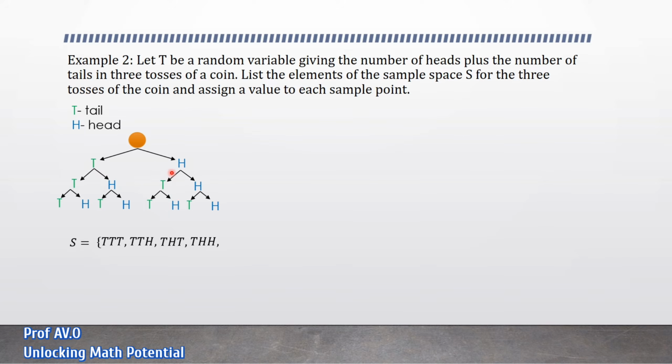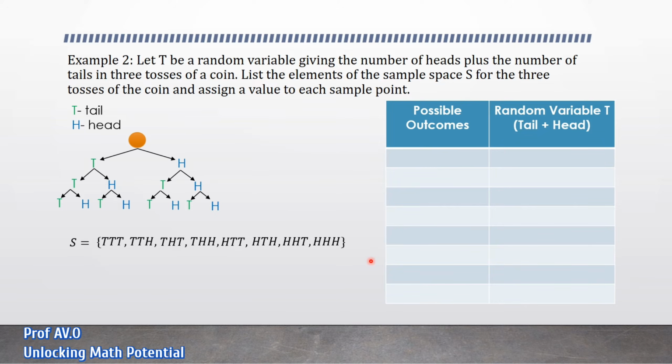Okay, next outcome, again, just follow the arrows. We have H, T, T. Next outcome, we have H, T, H. Next outcome would be H, H, T. And for our last outcome, we have H, H, H. Okay, so a total of 8 outcomes. From here, we can now create our table.